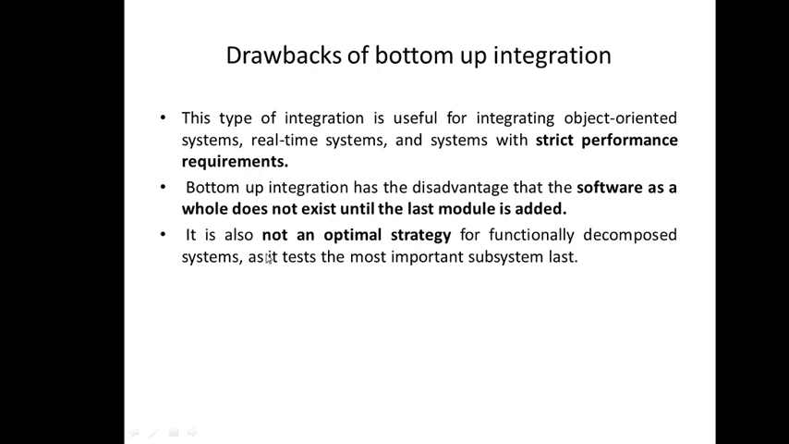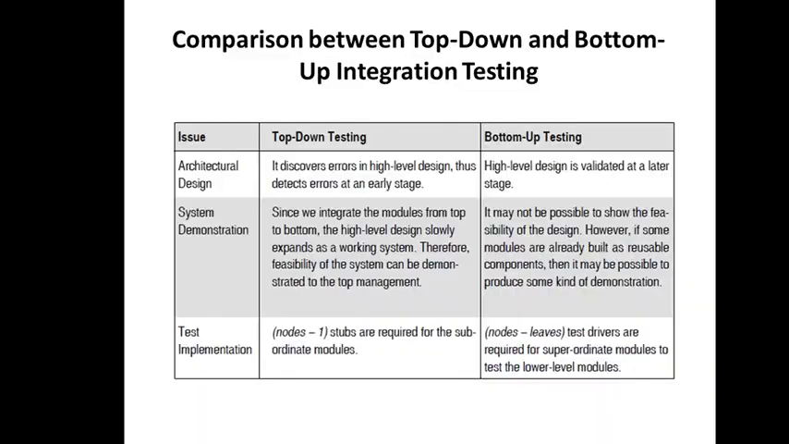It is also not an optimal strategy for a functionally decomposed system, as it takes the most important sub-functions last. The important ones are at the top, that is the main system, while the lower ones have just a minimum of functions, like one or two functions. So it's not an optimal or a good strategy. So what is the comparison between the two?